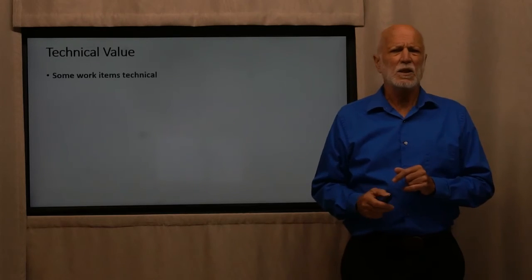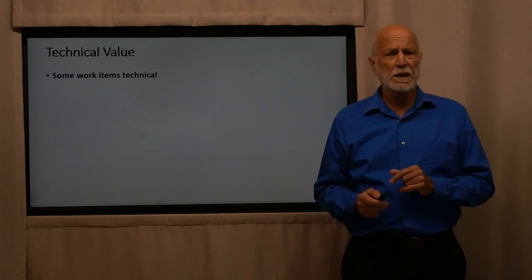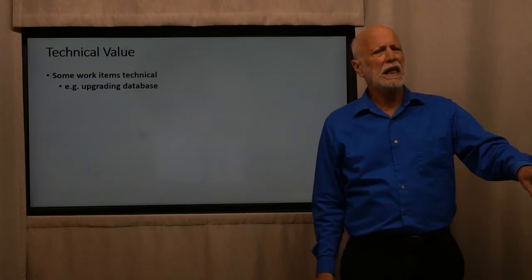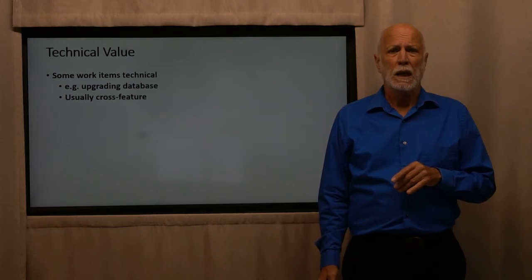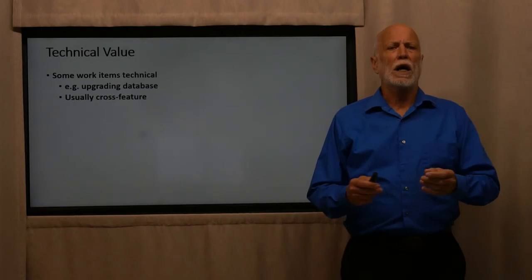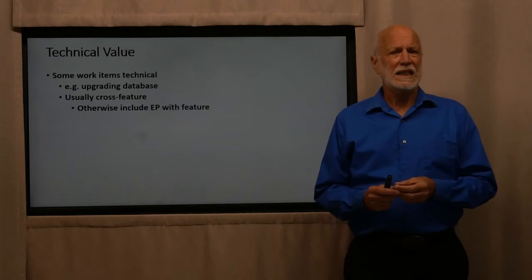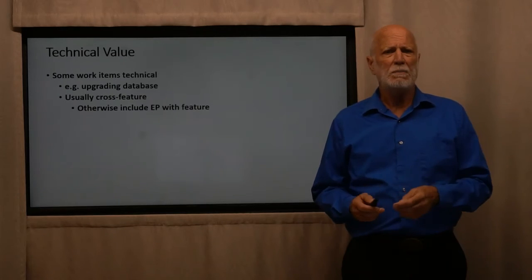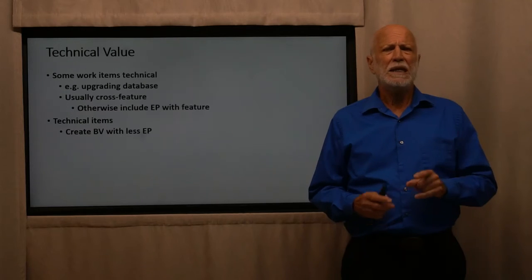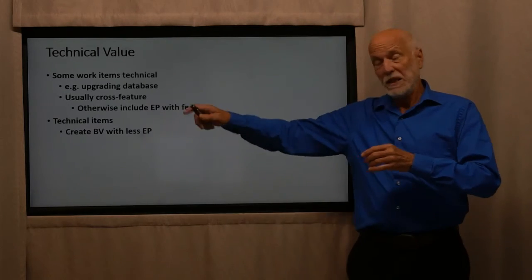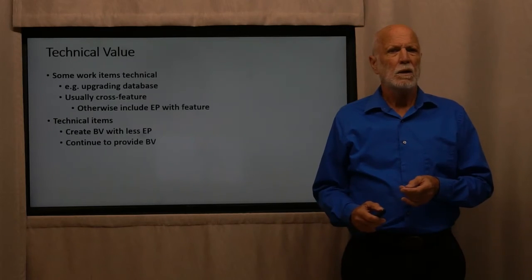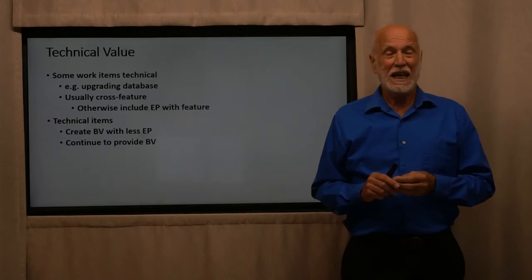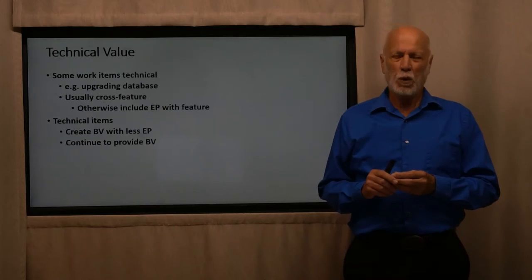There's another side, technical value, because some work items are technical, i.e. upgrading the database. Doesn't give us new functionality for the user, but it's got to be done. Now, often these technical items are cross-feature, because if it's simply a technical item for a particular MMF, then you just include your effort points with that MMF. And technical items either allow us to do one or two things: create business value with less effort points, or continue to provide business value. That is, if we don't upgrade our database, our system is not going to be working in a year.